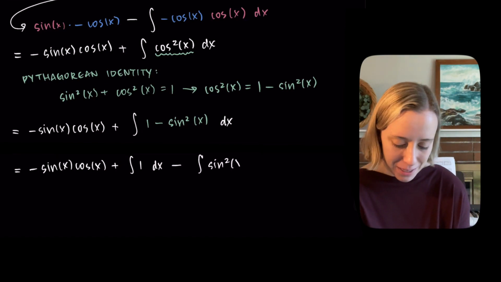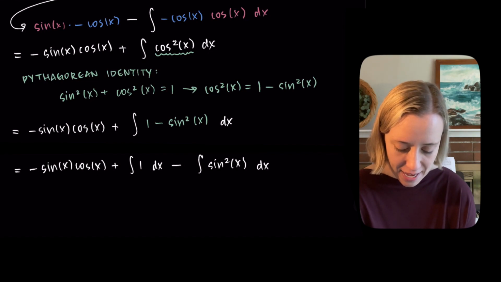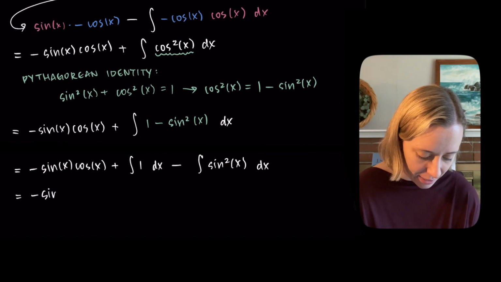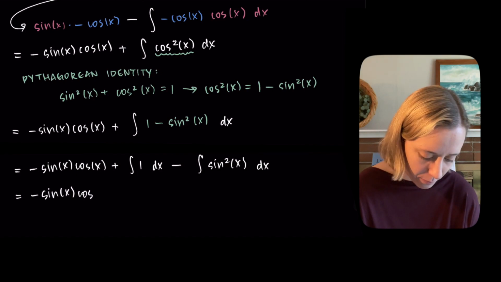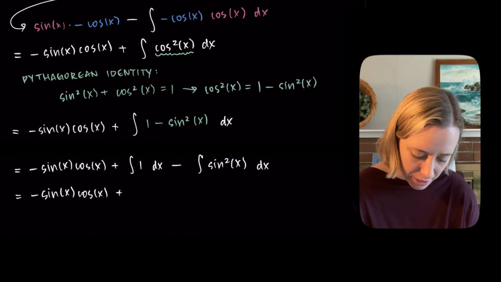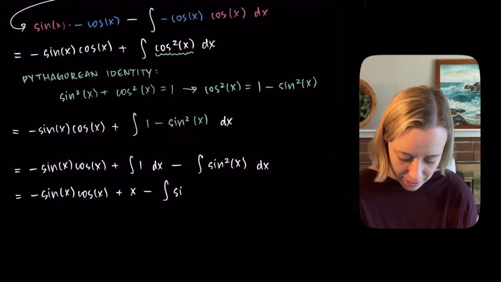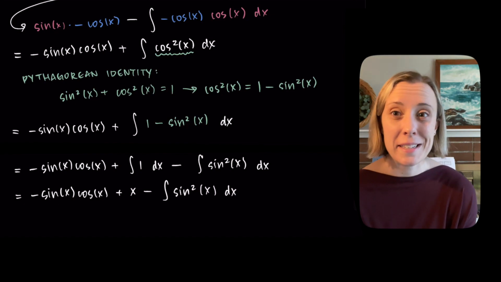Okay, so I've split up my integral. I have the integral of 1 dx, and then I subtract the integral of sine squared. That integral of 1 dx, let's just get that completed. So that integral is just x, okay? And then we're subtracting the integral of sine squared x. All right, so this is where things get interesting.